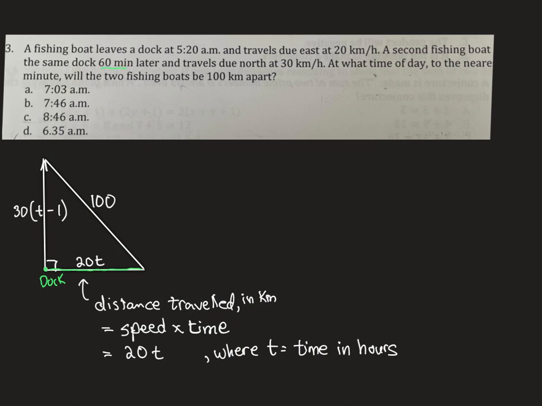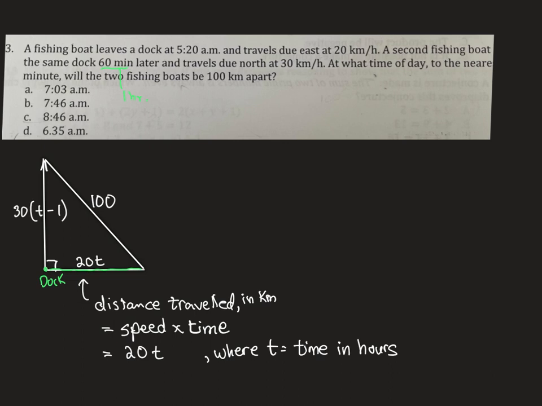I'm going to use 1 hour there just to keep the units consistent. It travels due north at 30 kilometers per hour. At what time of day, to the nearest minute, will the two fishing boats be 100 kilometers apart? Not an easy question. Okay, so you probably have drawn a triangle trying to figure this out, which is great. What we need to put on the triangle are the distances that each of the boats traveled.